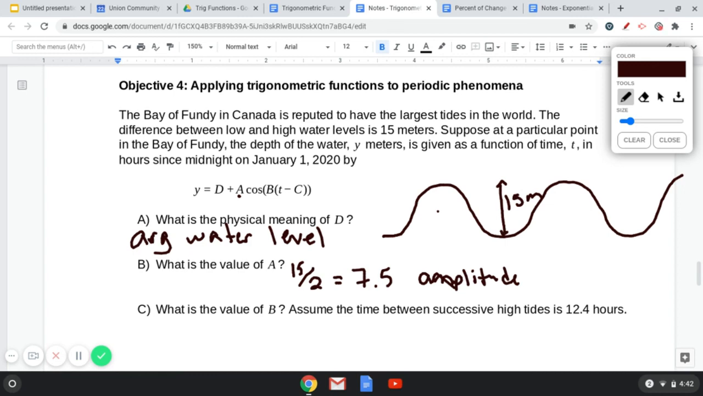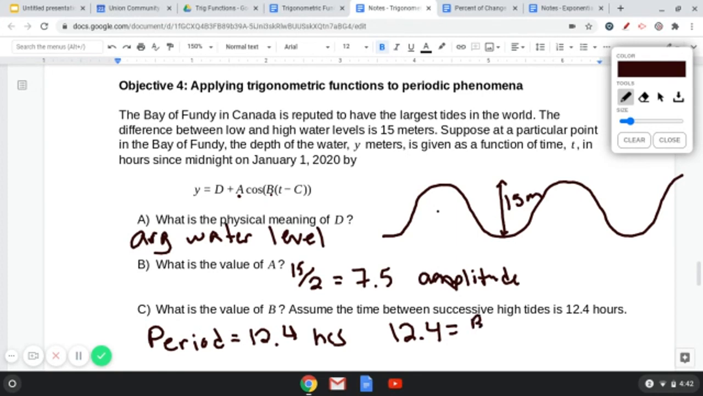And now the value of b. So we're going to find the value of b in this equation. So we're going to assume that the time between successive high tides, successive just means next to each other, high tides, is 12.4 hours. All right, so this means that the period is 12.4 hours. All right, and the period, which is 12.4 hours, equals b divided by 2 pi. Multiply both sides by 2 pi, and we get 12.4 times 2 pi.